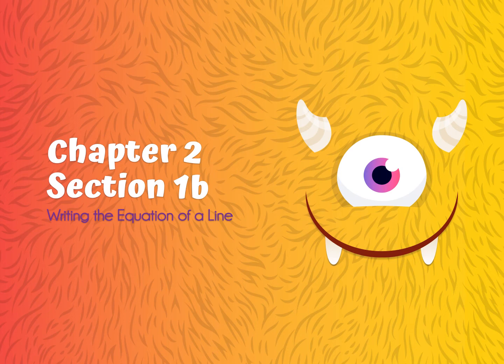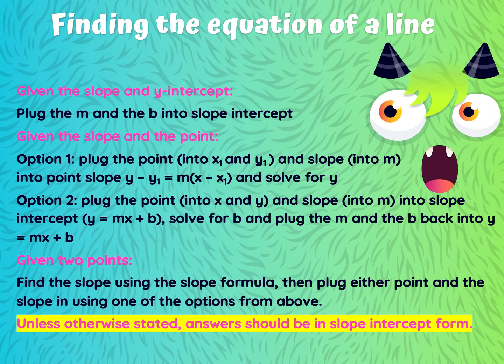So today we're going to cover Chapter 2, Section 1B, and today we're going to learn how to write the equation of a line. When you're finding the equation of the line, you can either be given the slope and the y-intercept, and if that's the case, you could just plug in the slope for the m and the y-intercept for the b into your slope-intercept form of the equation.